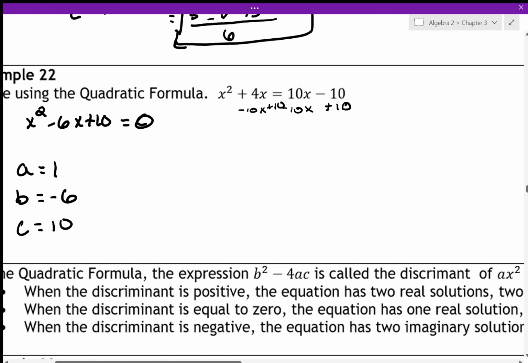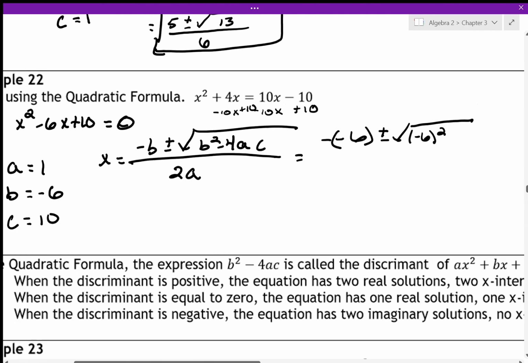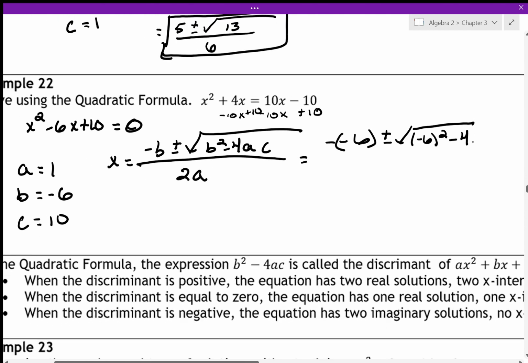Like before, I'm going to copy down the quadratic formula. X equals the opposite of b, plus or minus the square root of b squared minus 4ac, all over 2a. And then plug it in. I've got -b out front, so it's going to be -6 plus or minus the square root of negative 6 squared minus 4 times 1 times 10, all over 2 times 1.